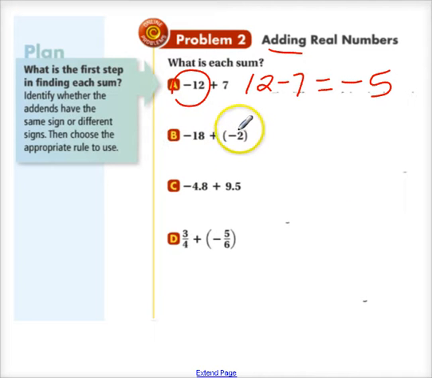Negative 18 plus negative 2. These numbers have the same sign, so you can just add them up. 18 plus 2 is 20. And they have a negative sign.